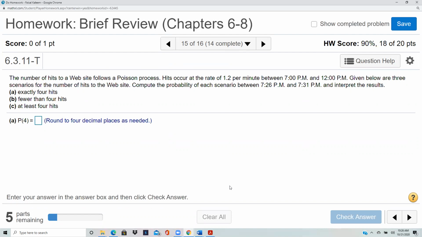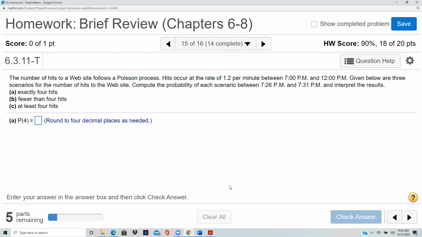Ah, Poisson. I wish they wouldn't tell you in Poisson problems, but usually in Poisson problems, they tell you that it's Poisson. In binomial, you have to spot yourself that it's binomial.